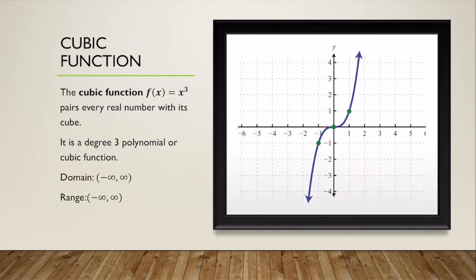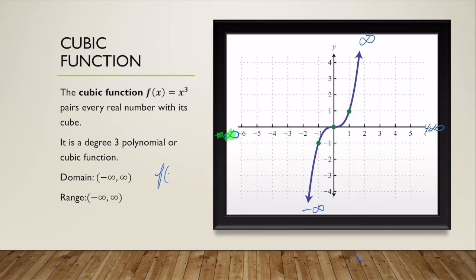Oh, I love teaching. Last, I want to talk about the cubic function. F of x equals x cubed. It pairs every real number with its cube. It's a degree 3 polynomial or a cubic function. As you can see, its domain goes from negative infinity to positive infinity, and so does its range. Well, why is that?